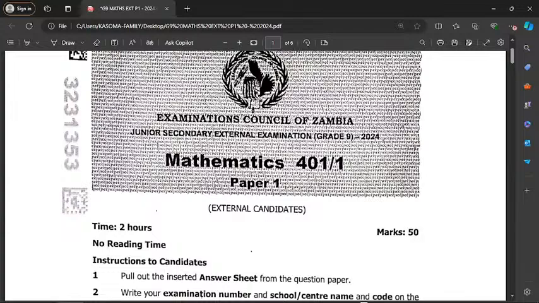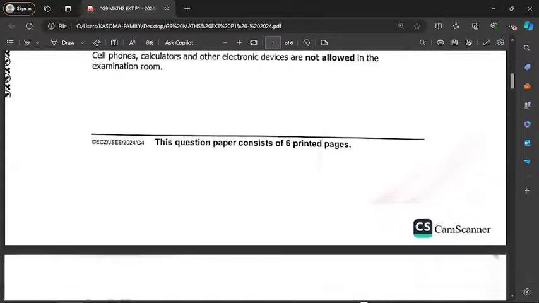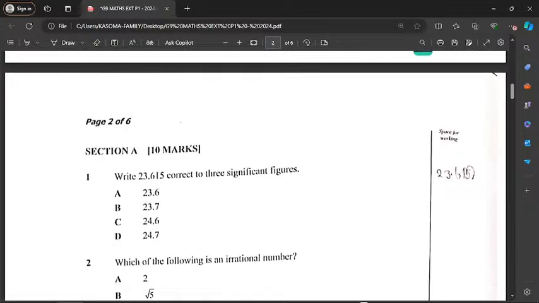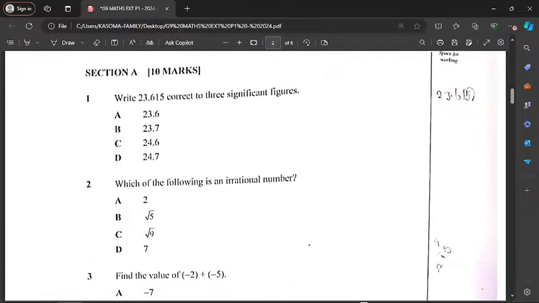So let's go to question 1. This is the one we're going to revise, not writing. So let's start with question 1. We are starting with question 1 of section A. Question 1 of section A was as follows.